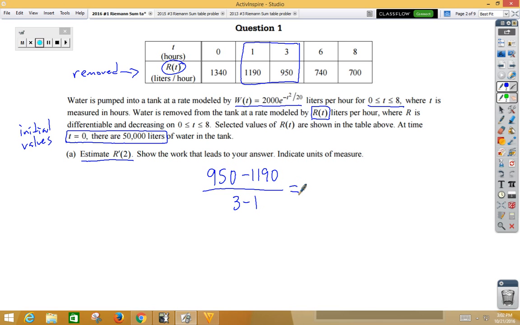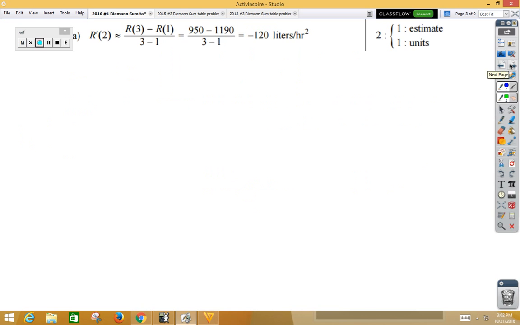Now when we do our units, because it does say indicate units of measure, notice R of t is liters per hour. So we have liters per hour, but since we're doing a derivative, that would be per hour per hour. When we do this calculation, we can discover that that is negative 120 liters per hour squared. Notice this is worth 2 points, 1 point for the answer, 1 point for the units.